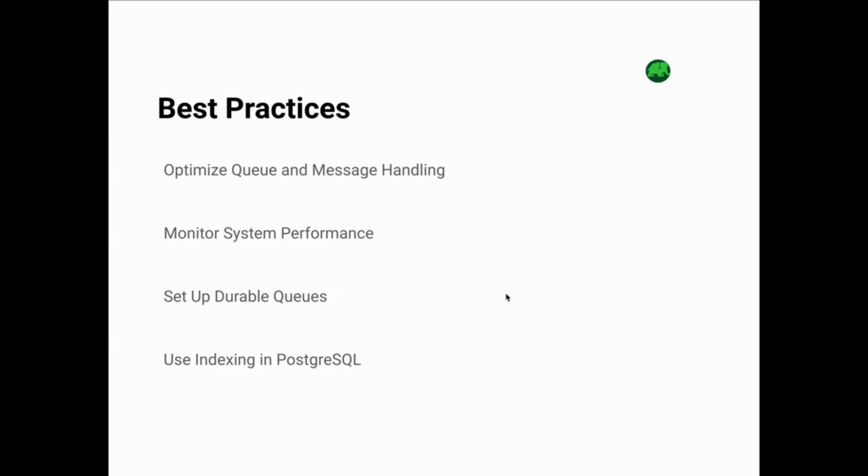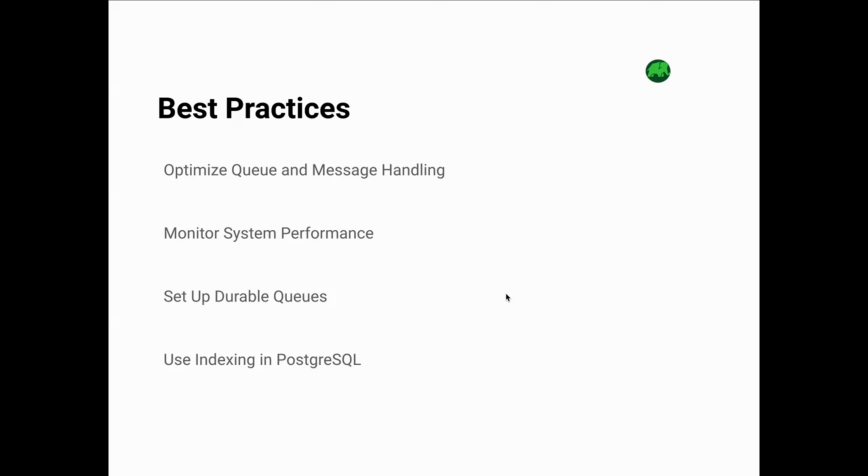Now that we know the pros and cons, here are some best practices to make the most of RabbitMQ and PostgreSQL in your IoT dashboard. Optimize queue and message handling. Avoid overloading RabbitMQ with too many simultaneous messages by adjusting your queue and worker configurations. This will keep your data flowing smoothly without causing processing delays. Monitor system performance regularly. Use monitoring tools to track queue lengths in RabbitMQ and query times in PostgreSQL. This helps you identify potential issues before they impact your system's performance.